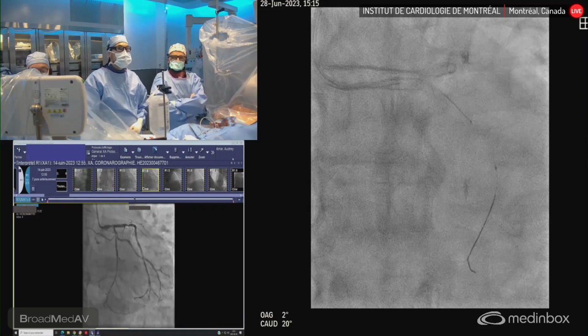So at this time, we're just waiting for the IVUS machine to be set up. The catheter is there. One heparin, and I gave an extra 3,000 of heparin. Monitoring the ACT.